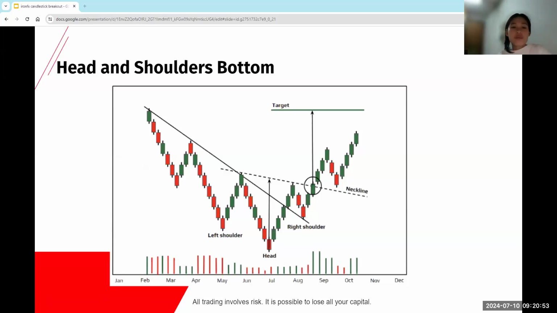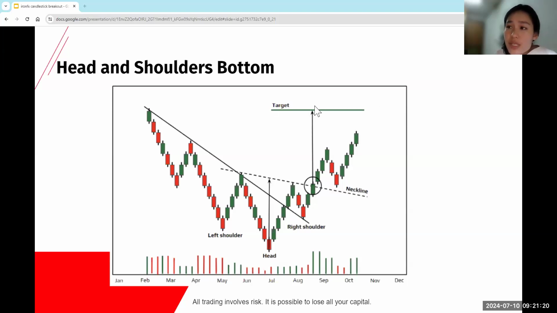So the one that we were talking about is the head and shoulders bottom, which is basically the bullish version of your head and shoulders top. Again, price is moving in a descending trend line at first. Once it breaks out of it, that's where your neckline is formed. It retests that trend line and forms your right shoulder. Once it breaks out of that neckline, then we go in for a buy towards this target level here.